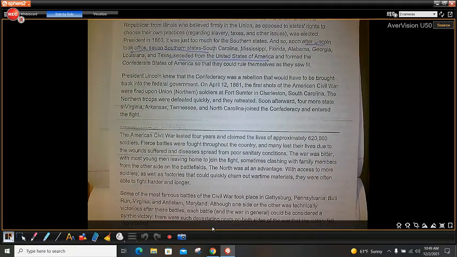President Lincoln knew that the Confederacy was a rebellion that would have to be brought back to the federal government. On April 12, 1861, the first shots of the American Civil War were fired upon the Union soldiers at Fort Sumter in Charleston, South Carolina. The Northern troops were defeated quickly and they retreated. Soon after, 4 more states, Virginia, Arkansas, Tennessee, and North Carolina, joined the Confederacy and entered the fight.